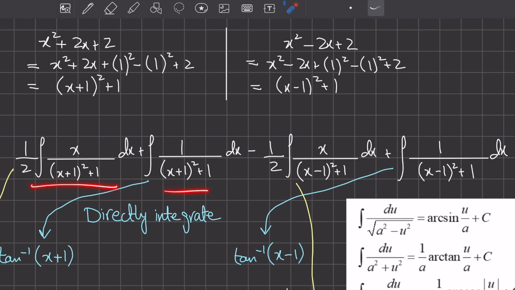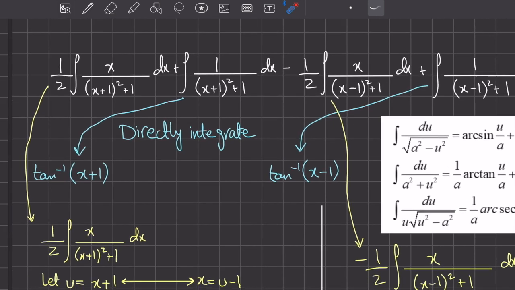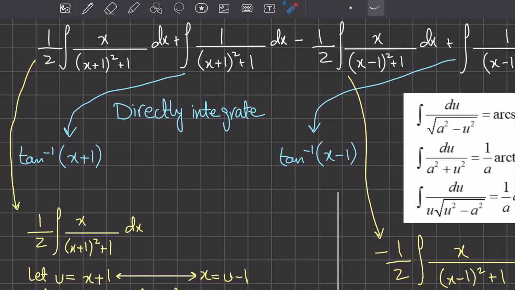The second and fourth terms can be directly evaluated, as we can see here that it falls within the format of the integral of tan inverse. So we get tan inverse x plus 1 for the second term and tan inverse x minus 1 for the fourth term. For the other two terms, let's do u substitution to simplify them. Let's start with the first term.